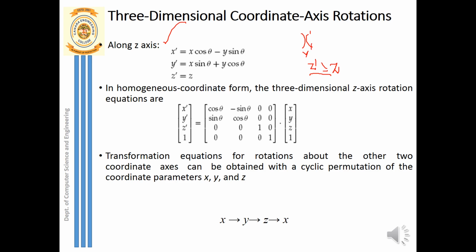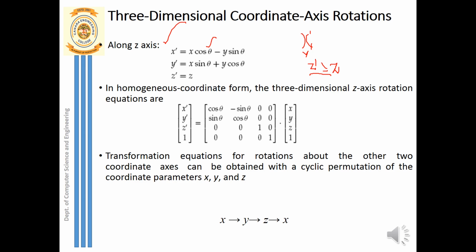You can see here the component of x along the horizontal, that is x cos theta, minus the component along the y-axis, that is minus y sin theta. So this is the equation for x dash, and we have already seen how we got this equation when we discussed two-dimensional rotation.